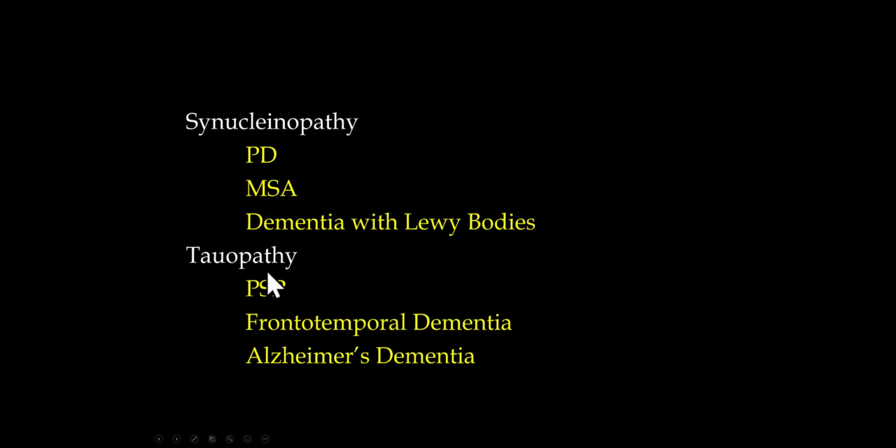Okay, tauopathies: the only one we covered in this lecture is progressive supranuclear palsy, but I'll remind you of this in the dementia lecture, that frontotemporal dementia and Alzheimer's disease also involve abnormal tau.